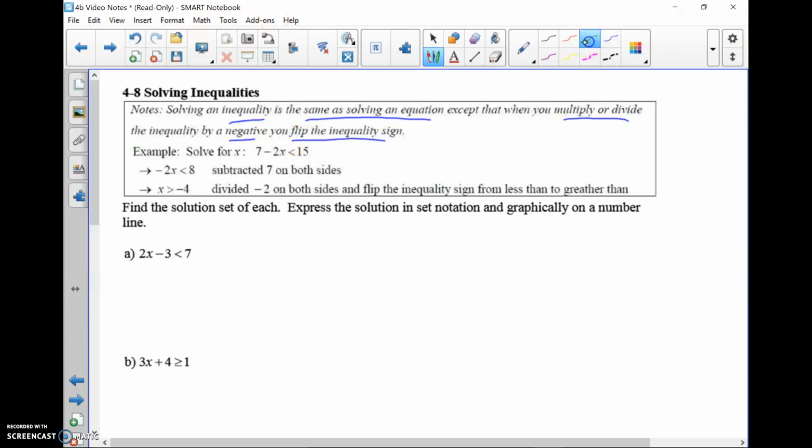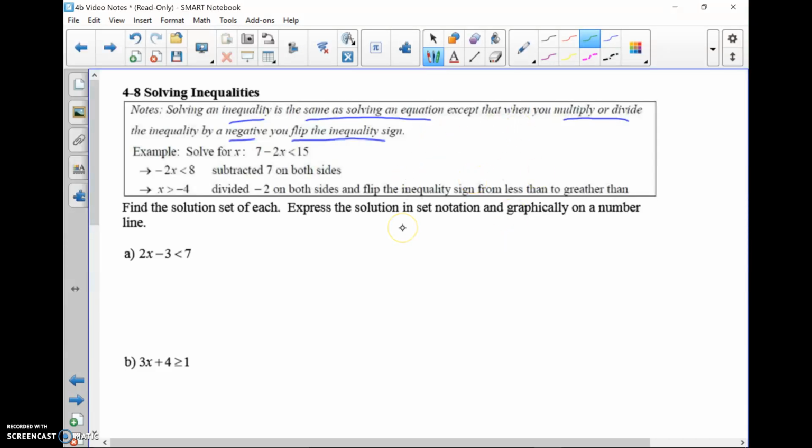For example, look at this 7 minus 2x is less than 15 example right here. The first thing we did is subtract 7 on both sides, and that got us negative 2x is less than 8. So basically we're treating it just like an equal sign. I'm trying to get x alone, preferably on the left side. But then after that, the next step is divide both sides by negative 2. Because I'm dividing by a negative, I need to change my sign from a less than sign to a greater than sign. Now that only happens if I multiply or divide by a negative.